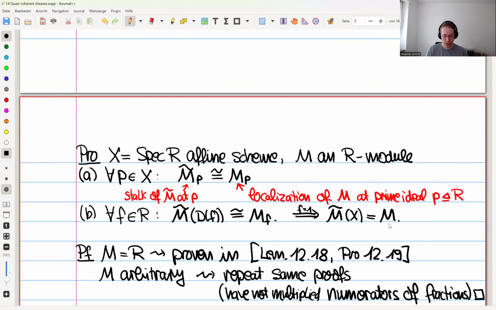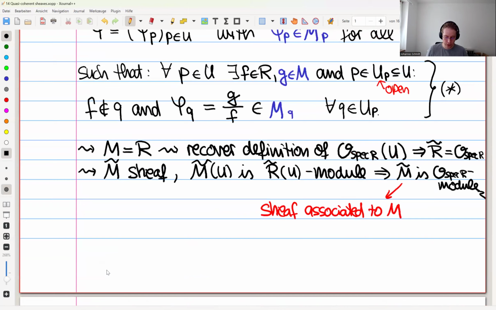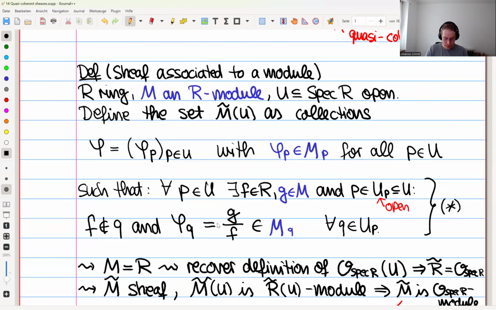And so in principle, the proof is pretty involved, but the good thing is we have already almost done it, because when M is R, this was proven in these two lemmas. It was a longer argument, but what you can check if you go back to this argument is that if you just replace R by M in the way that we did above, then you can just repeat exactly the same proof. The only thing that is different in the general setting is that this g, the numerator, is now an element of M.